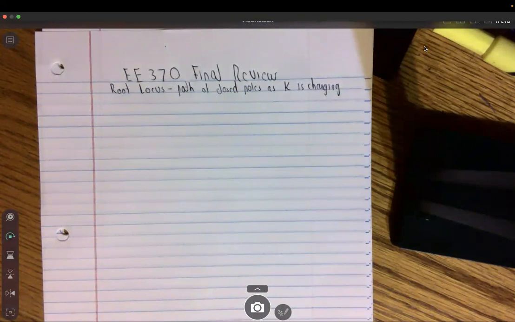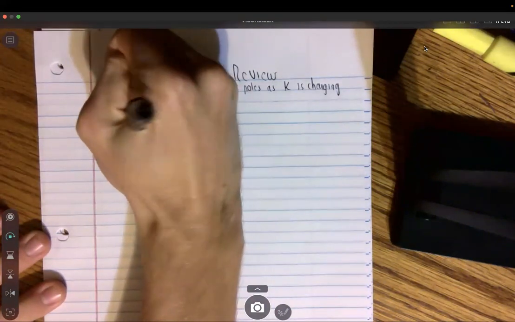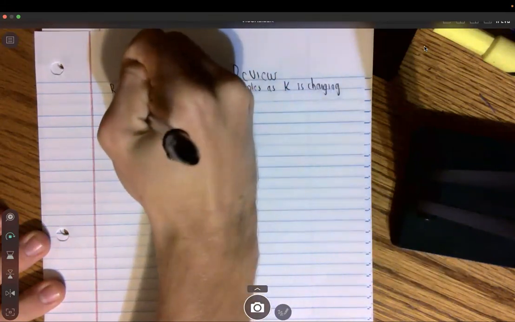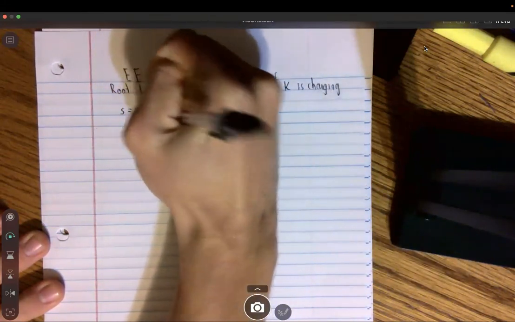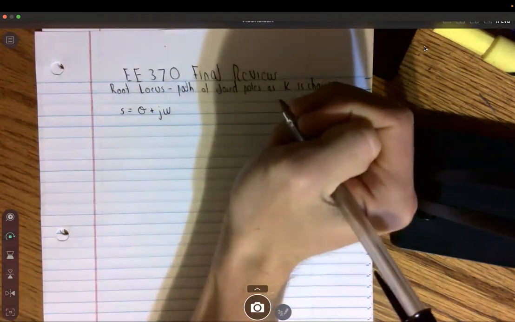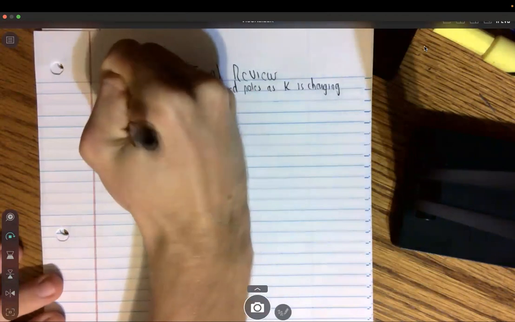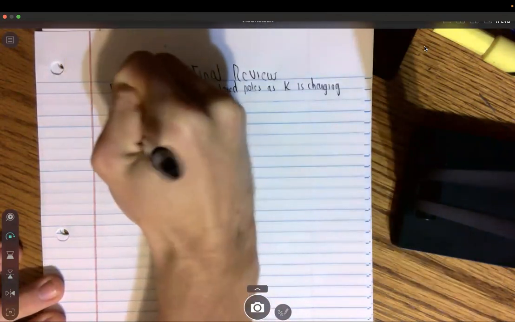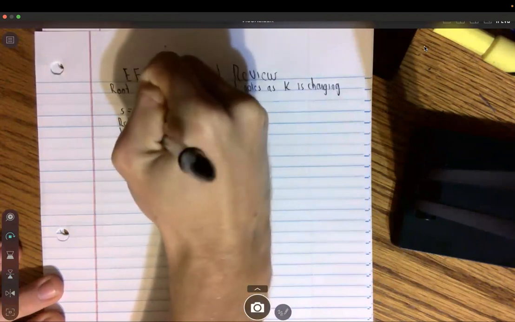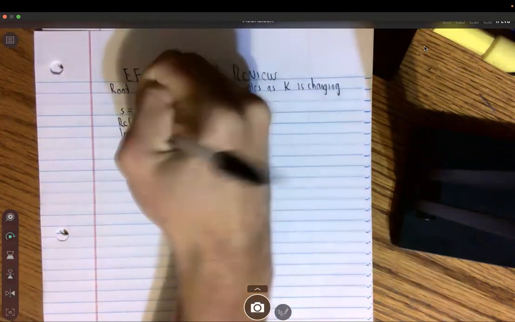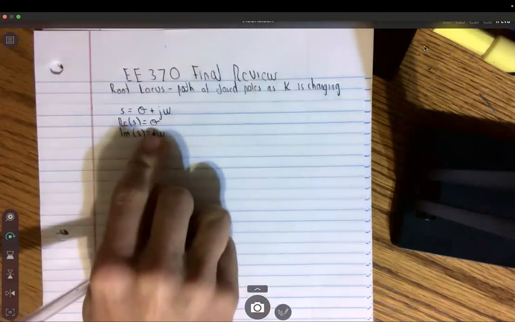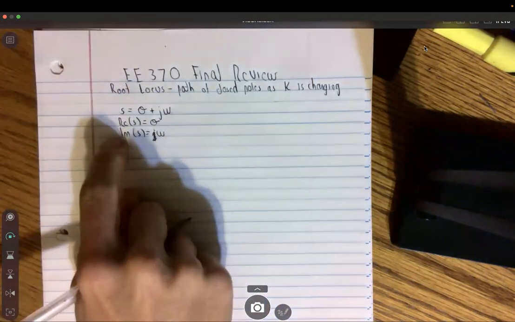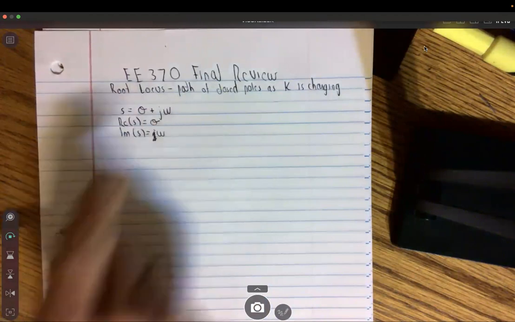A lot of times what we see is we have a complex number in the S plane. It's given by S is equal to sigma plus J omega. The real part of S is going to be sigma, where the imaginary part of S is going to be J omega. Just the omega part, because remember the imaginary part is the J. So the imaginary part of S is just the omega term right here.